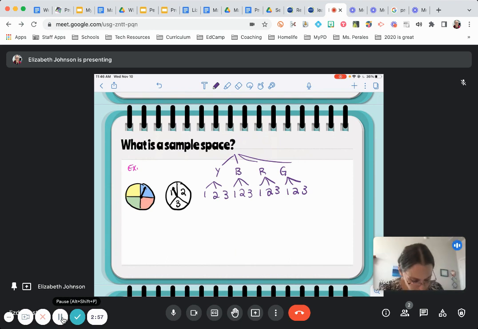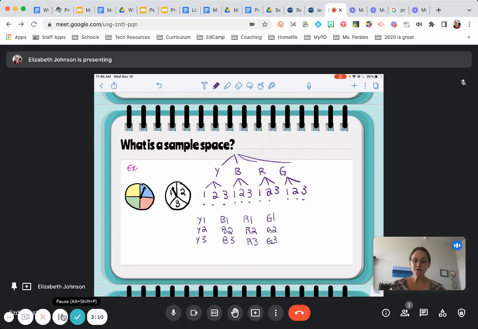So how many outcomes are there? 1, 2, 3, 4, 5, 6, 7, 8, 9, 10, 11, 12. So once again, I have 12 possible outcomes. What if I wanted to do a list? That would be just fine. So you could also list out all the different possibilities, whichever way makes more sense to you.